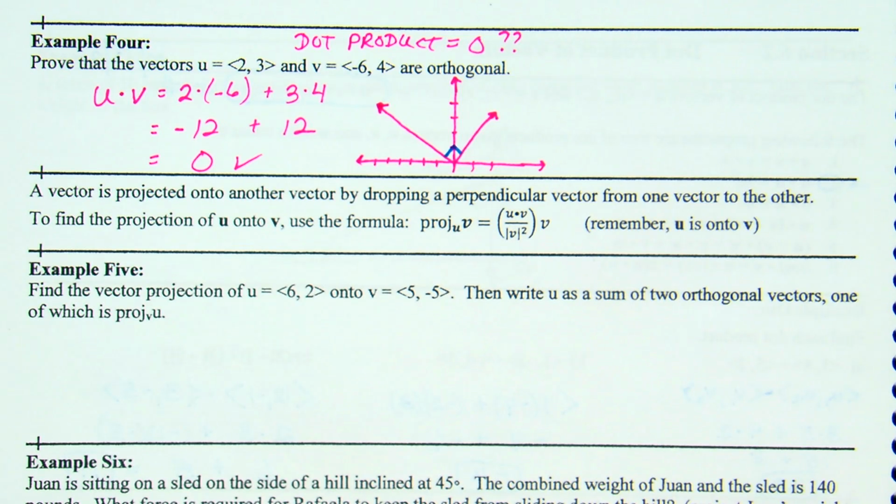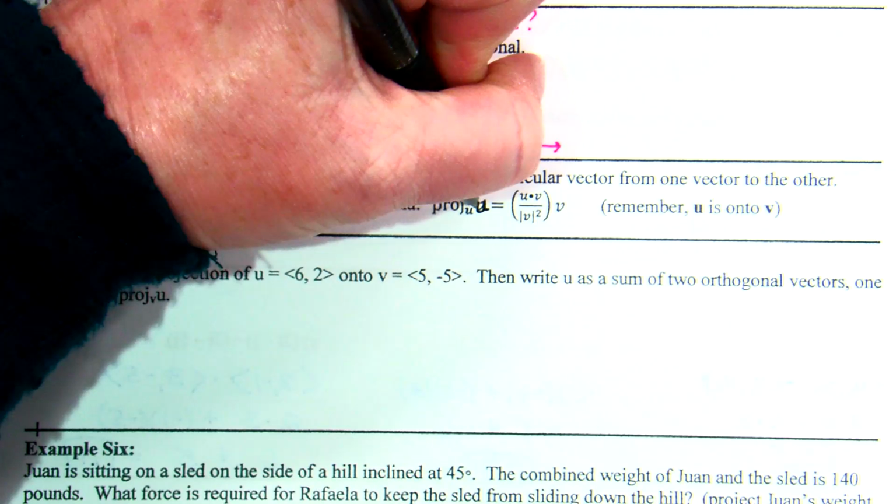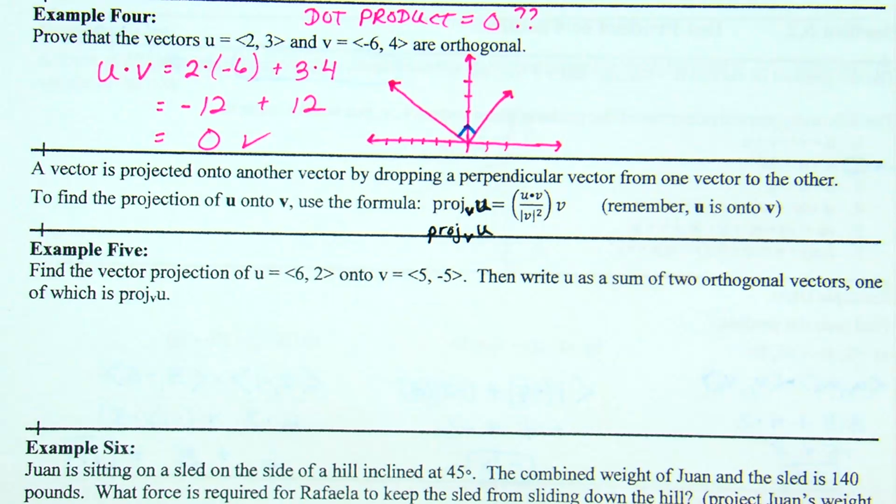So if you look there, we have a little bit of a definition. And it talks about a vector being projected onto another vector by dropping a perpendicular vector from one vector to the other. To find the projection of u onto v, we use this formula. Now, I will say there's a slight typo here in the formula, just in how it's written. It should be the projection of u onto v. And so when we write that, it is the big U and the little v, or the v is what I would say is subscript. Does that make sense if I use the word subscript? It's that little type. And that's just the notation.